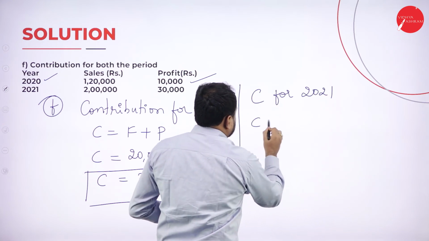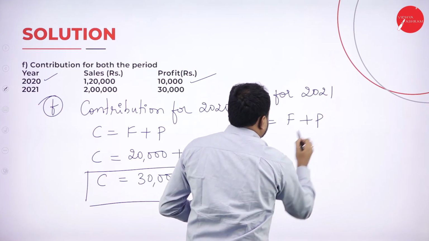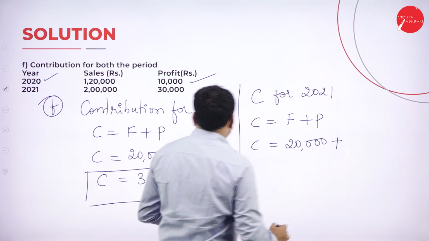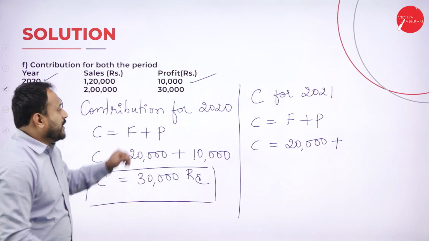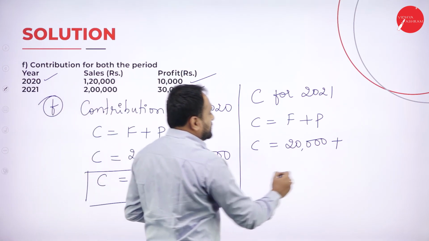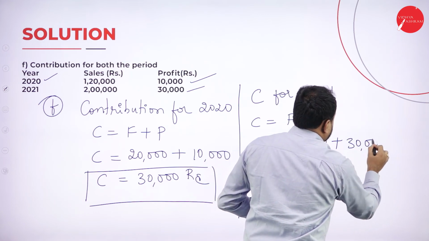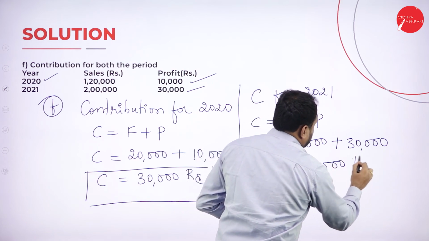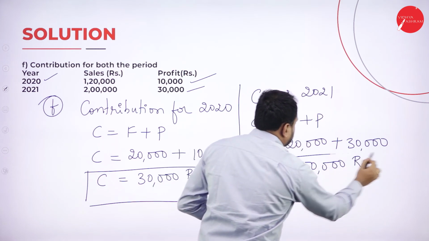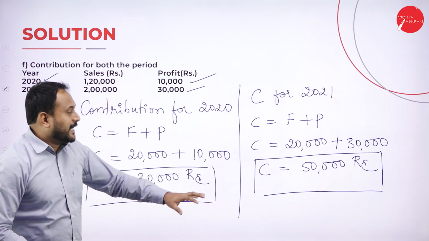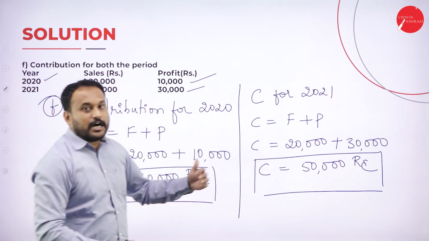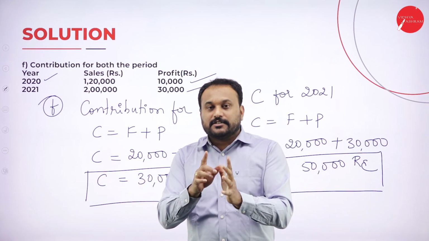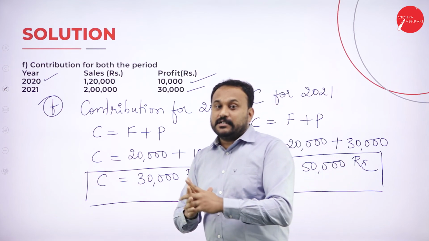The same way, contribution for 2021. Write the formula. C is equal to F plus P. Now C is equal to F is how much? 20,000 plus what is my profit in 2021? So my 2021 profit is 30,000. So I'll write here 30,000. So contribution is equal to 50,000 rupees. Hope you people are able to understand what is the contribution formula, how we are supposed to go for it. Fixed cost will never change. Understand this concept. Fixed cost will never change.